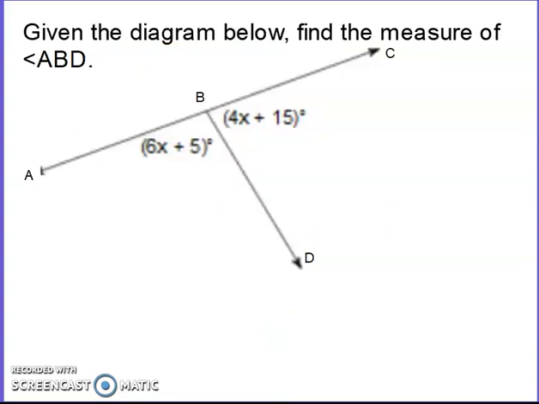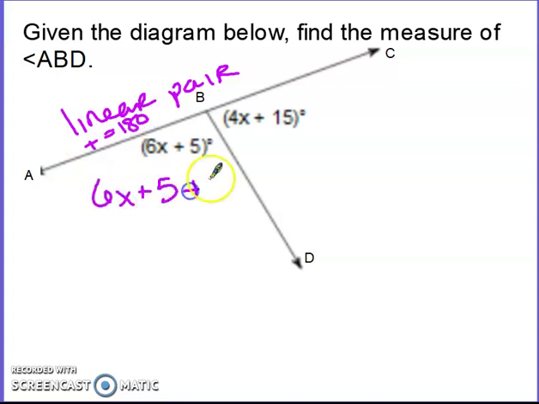If we look at our second problem, given the diagram below, find the measure of ABD. Well, first things first, we have to decide what type of angles they are. They're not vertical because they're not across a vertex from each other, but it is a straight line. This is going to be our linear pair. They're along a straight line, and it's two angles next to each other, so they add up to 180 degrees.